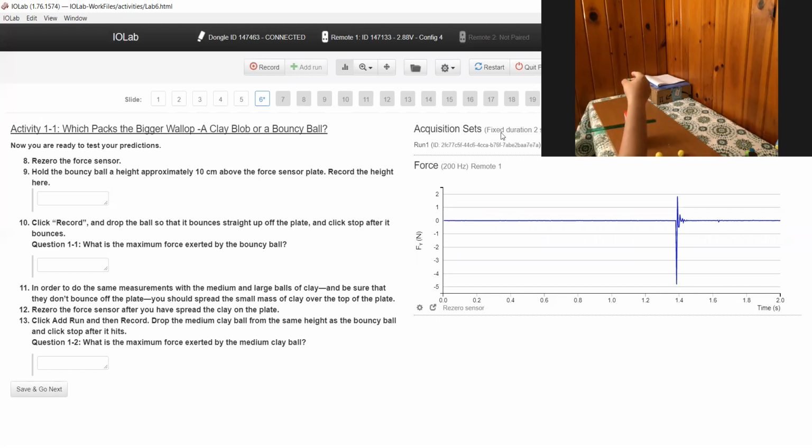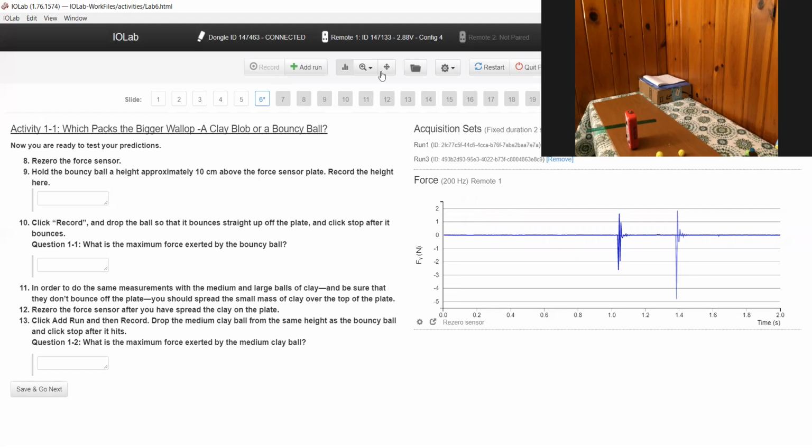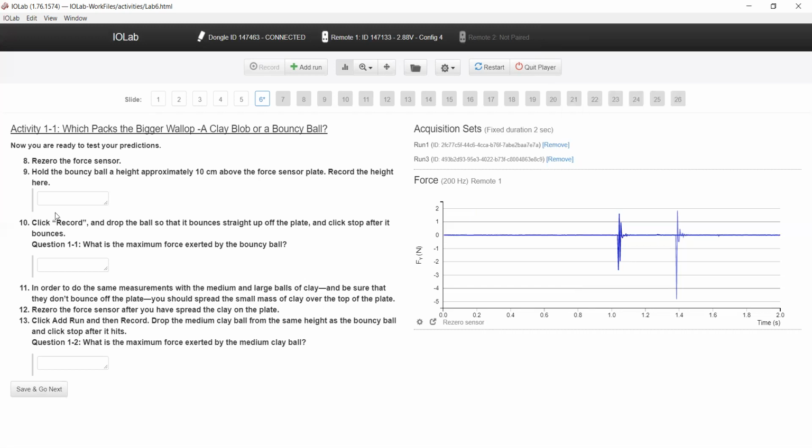Then click on record. It has to hit the plate, and then you can see this one. So you can follow the trick and do the same thing.